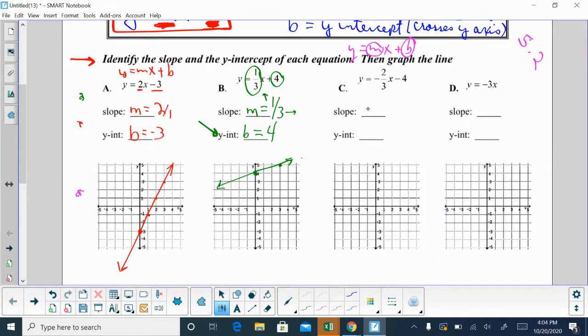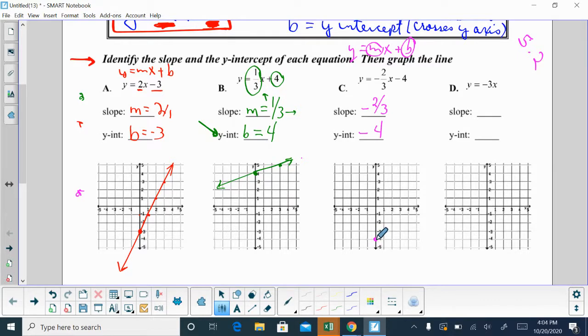So in this case, slope is negative 2/3. So it's going to be falling down as we read it from left to right. And the y-intercept is negative 4. So let's graph this. The y-intercept, where it crosses the y-axis, negative 4. And so now I need to find a second point.